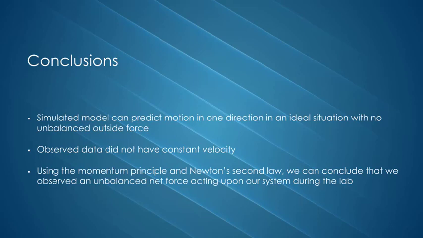Since the velocity changed, we can use the momentum principle and Newton's second law to say that we had a non-zero net force. We suspect that this non-zero net force is due to the surroundings affecting our system through the form of air resistance and friction.